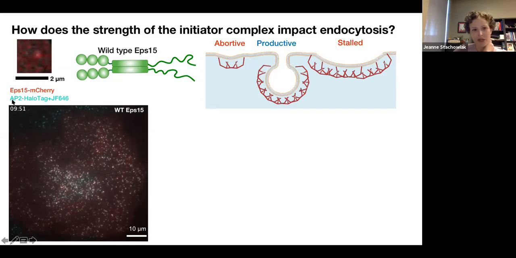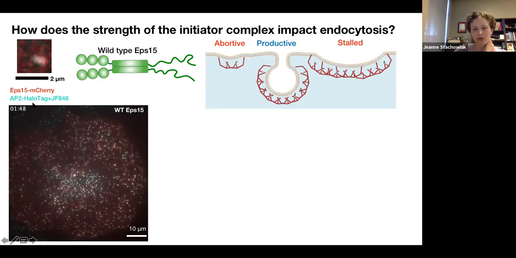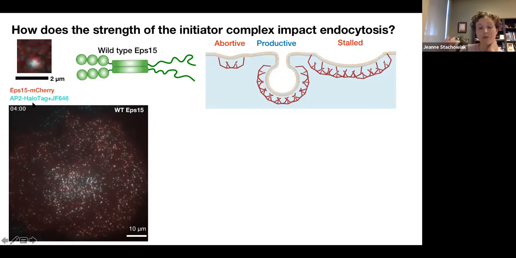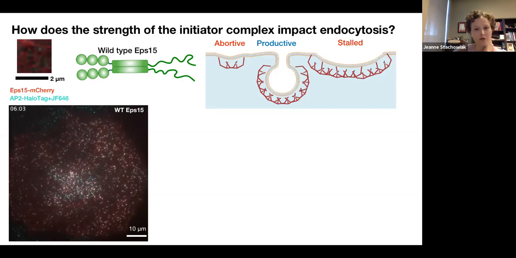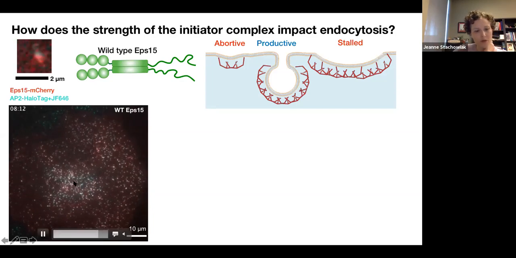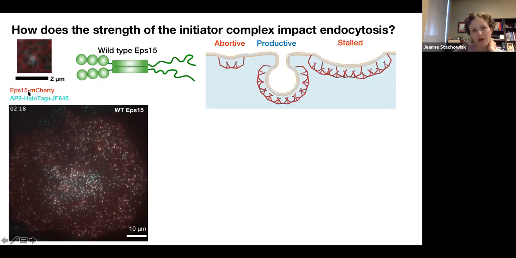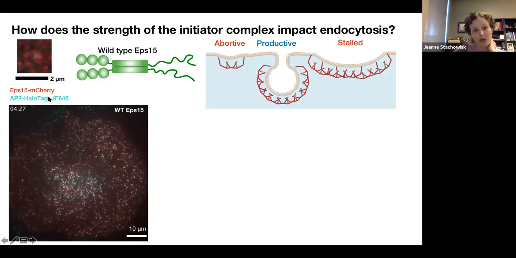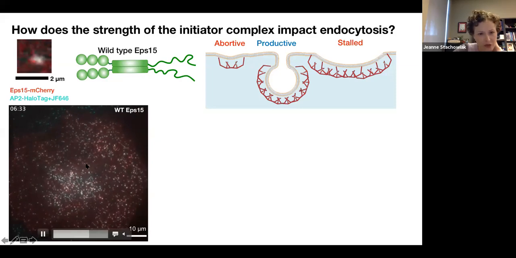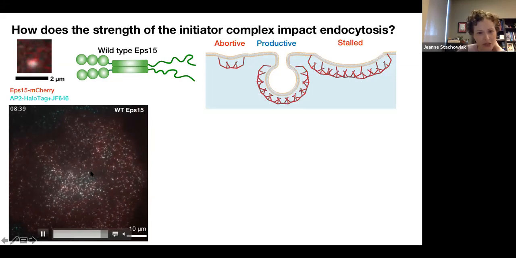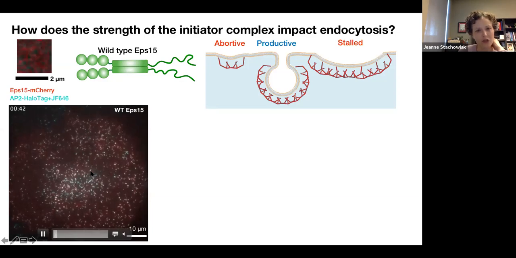And he had used gene editing techniques to put a Halo tag on AP2. And AP2 is one of the major adapters of the clathrin-coated pit, so it's sort of a clathrin-coated pit marker. And so you can see all these coated pits here, and then we've labeled EPS15 with mCherry. So if you fix your eyes on any one of these little dots, you'll see it show up and get brighter and then eventually go away.